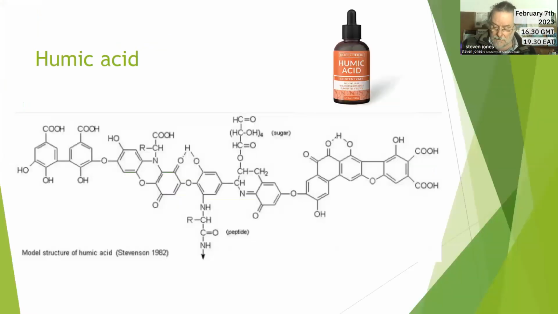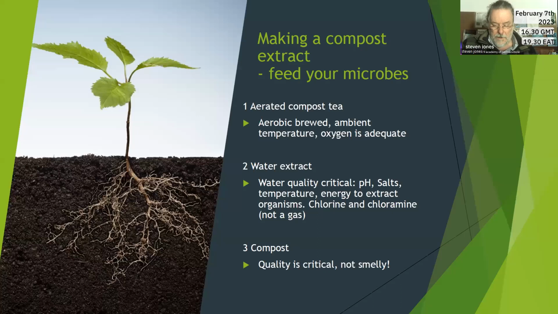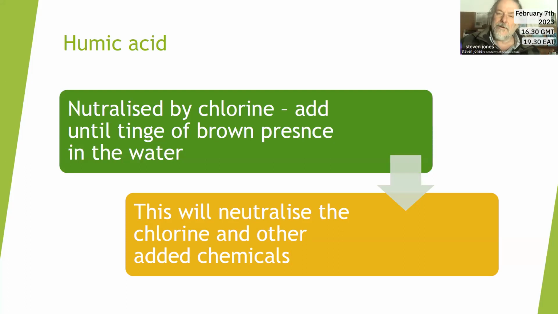So our water has chlorine and chloramine. Okay, chlorine will evaporate off as a gas, but chloramine doesn't. It's in the water. There might be other problems with your water potentially. But all of that is resolved by adding humic acid. And we are told by Dr. Ingram that if you take some of your compost and put it in a cloth and run some water through it gently, when that water comes out, it's going to be brown.